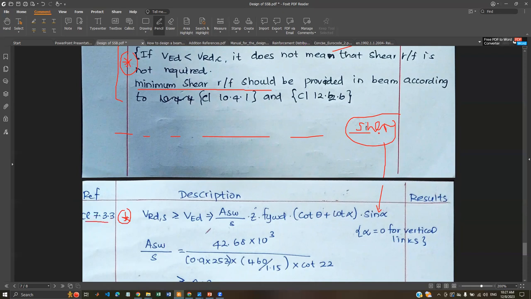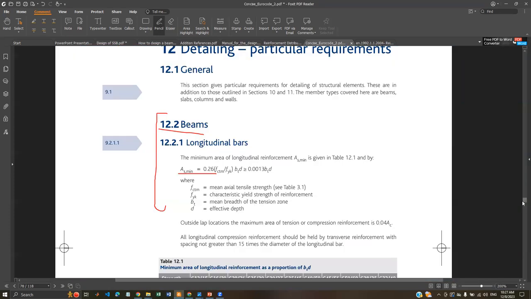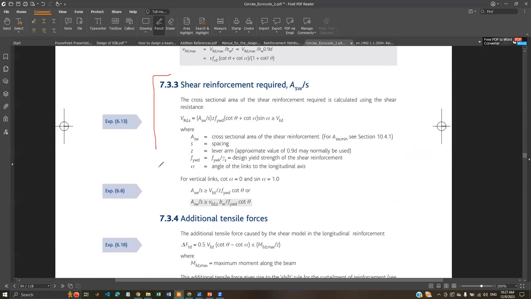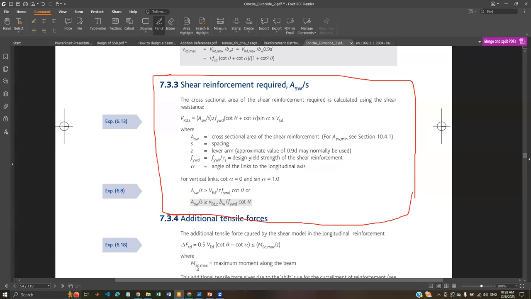So in order to provide the shear reinforcement, right? Again, I need to go for 7.33, the same thing that you have seen here. If the shear reinforcement is required, then I need to refer to this clause, and I need to evaluate my VRd,s, and based on that I will be able to find Asw over s. So Asw is the shear reinforcement that's required, right? It's actually the cross-sectional area, not the total area. And s is the spacing, meaning the distance between one shear link to another.